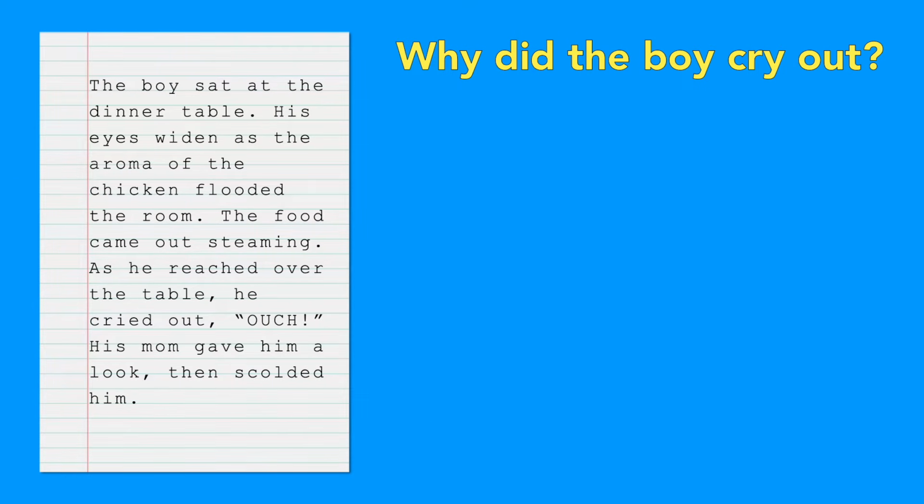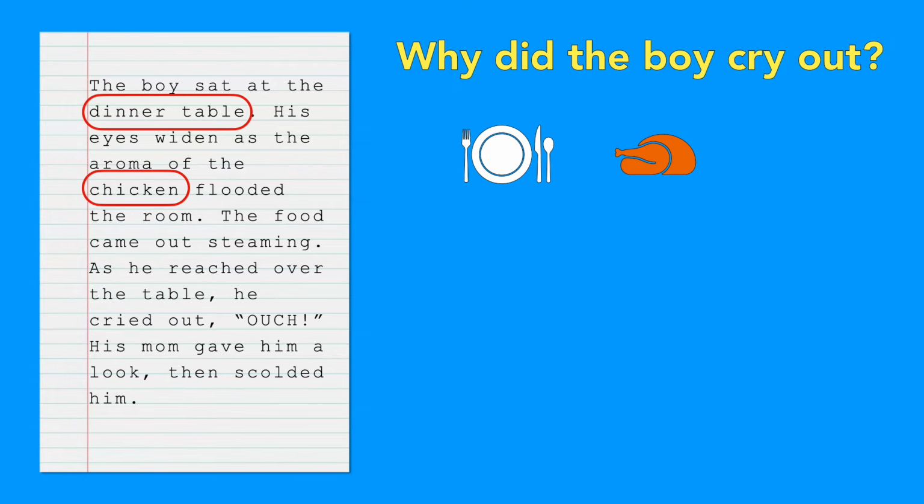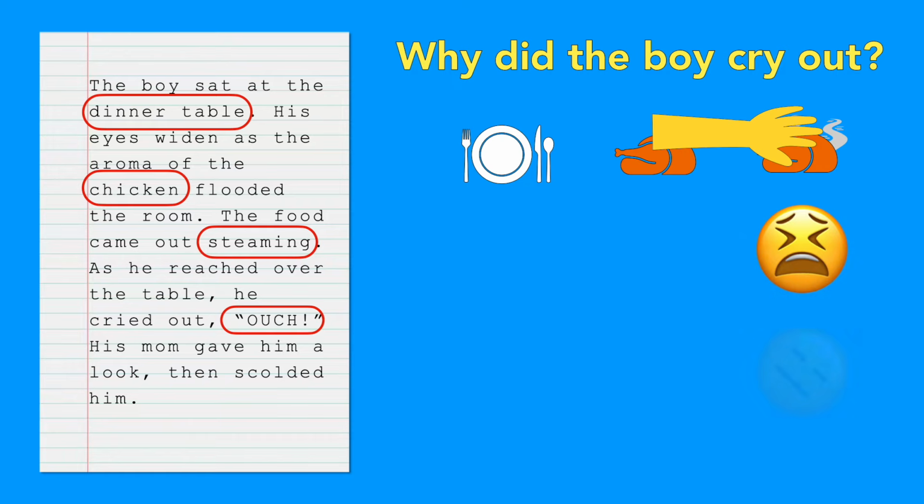Why did the boy cry out? Let's make an inference based on the clues that this passage has. The boy sat at the dinner table. His eyes widened as the aroma of chicken flooded the room. The food came out steaming. As he reached over the table, he cried out, "Ouch!" His mom gave him a look and then scolded him.